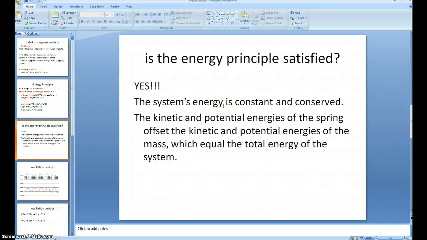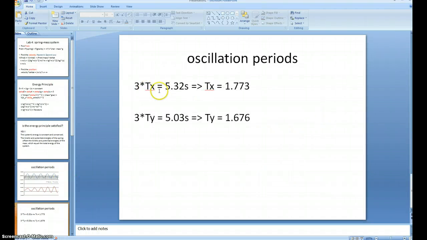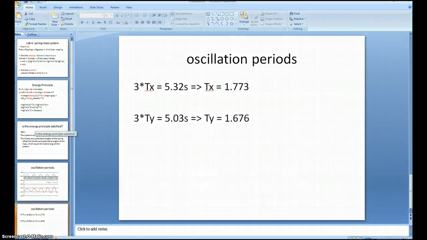So the kinetic energy and the potential energies of the spring and the kinetic and potential energies of mass, which equal the total energy of the system, ultimately cancel each other out. Then for the oscillation periods, I found that they were 1.77 in the x direction and 1.67 in the y direction. And from that, we can safely conclude that the forces that were acting in the x direction and the forces acting in the y direction were equal.